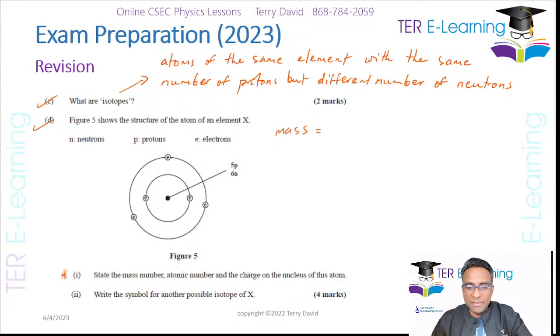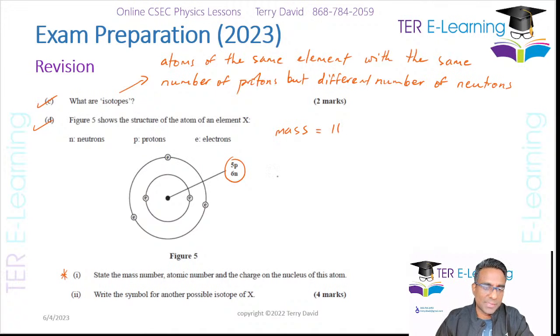Alright, so people are saying 11. Let's look at the data and see if that makes sense. Your mass number is simply what you have inside the nucleus. So you have 5 protons and 6 neutrons, therefore it's 6 plus 5, which is 11. Yeah, that's the mass number.